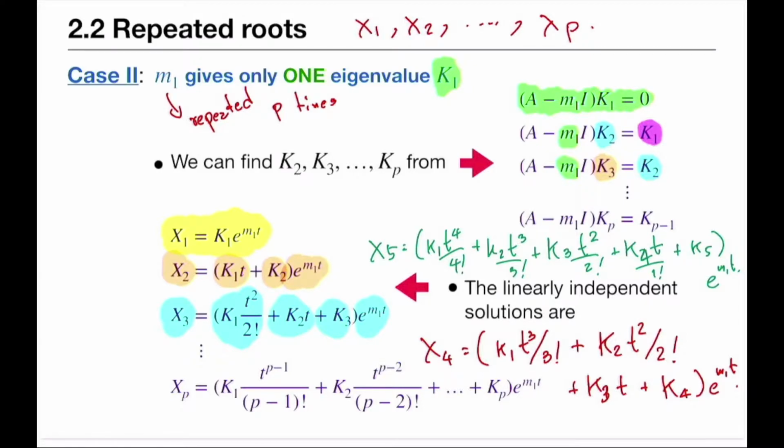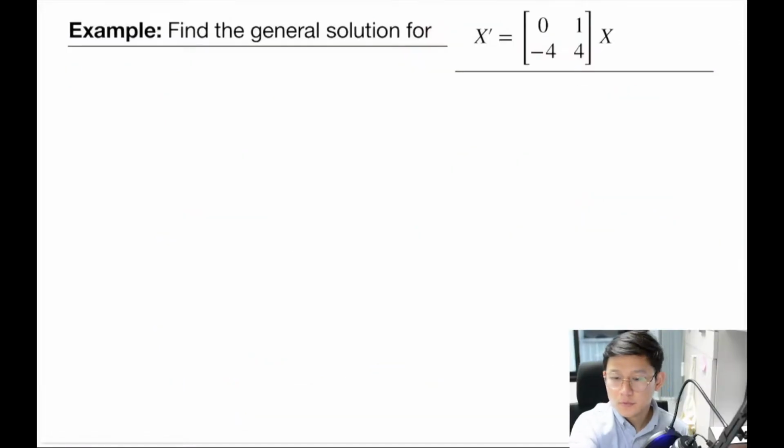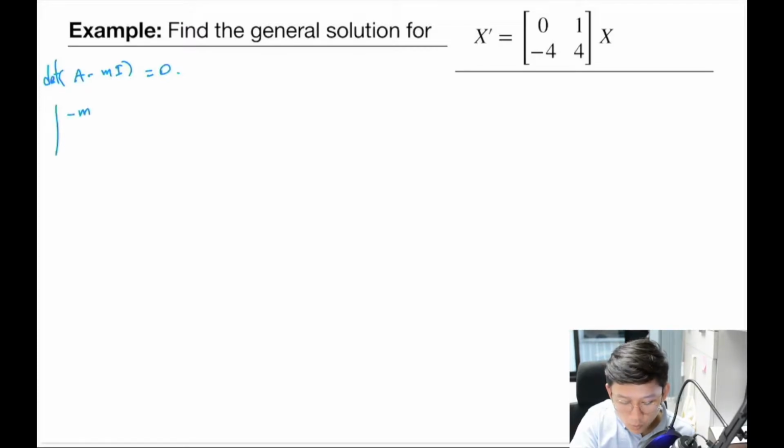Okay, so let's look at some examples. First example, find the general solution for these systems of linear equations. First, we would look at the characteristic equation, which is A minus mI, and the determinant of that is 0. That is (minus m)(1)(minus 4)(4 minus m) equals 0. We did that many times, so I'm not going to explain it here in detail.